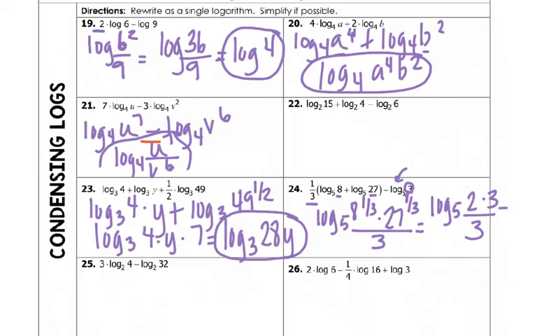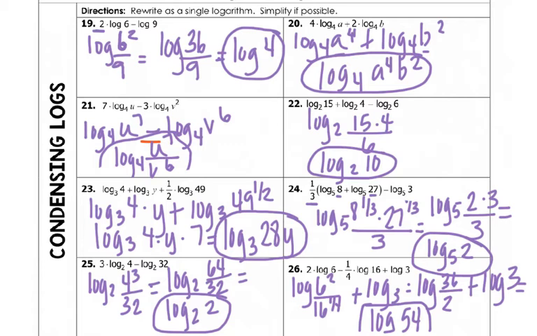6 divided by 3 is 2. So we have log base 5 of 2 for our final answer. Okay, so now I want you to pause and work out 22, 25, and 26 on your own. When you're finished, unpause it and you will have your work there with your answers to check it and see how you did.